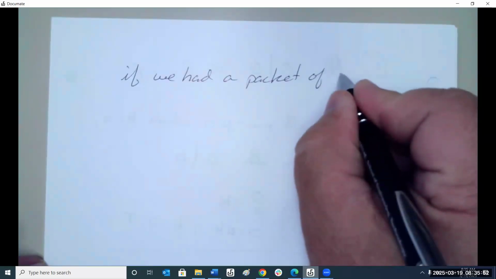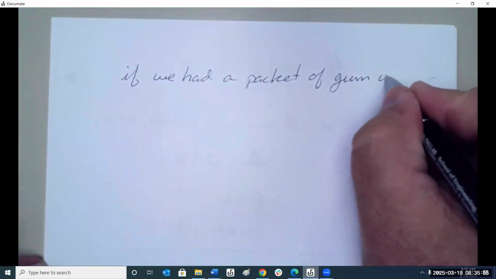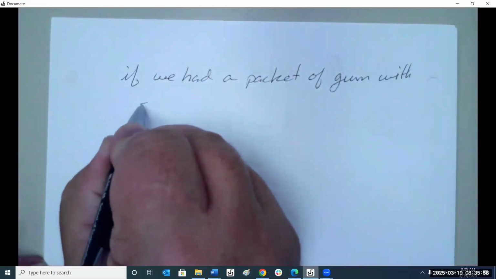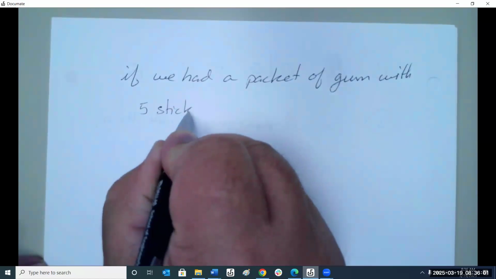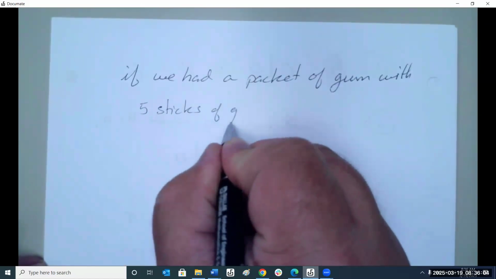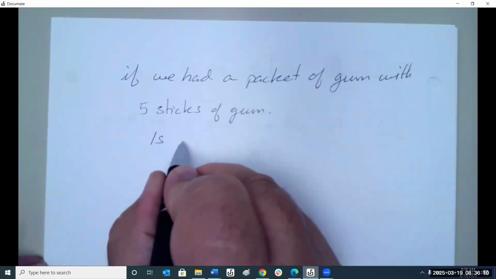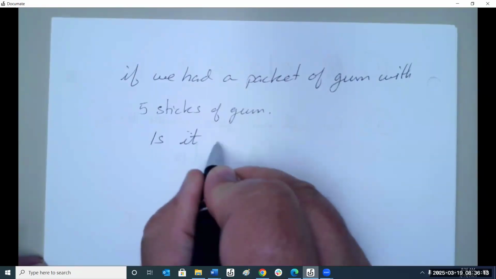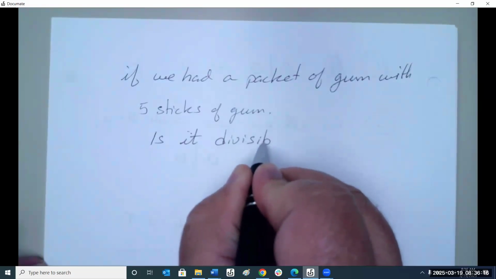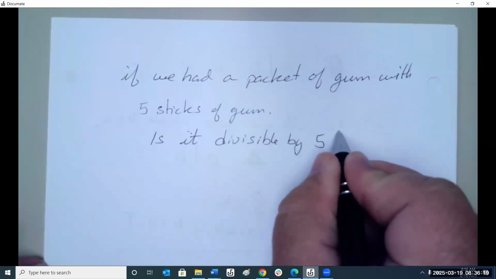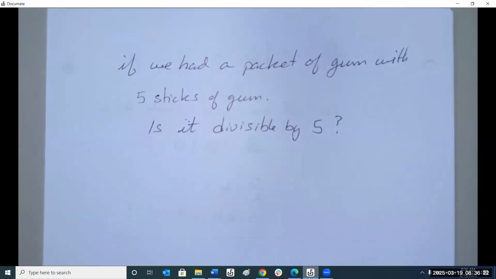We have a packet of gum with 5 sticks of gum. Is it divisible by 5? If we had a pack of gum with 5 sticks in it, and we had 5 people to give it to, can we give one to each person separately? Yes. So it's divisible by 5.